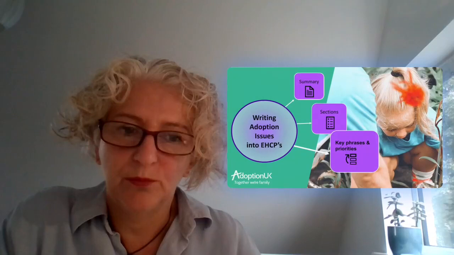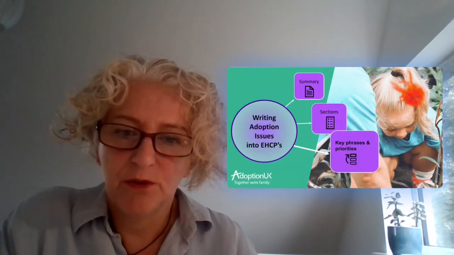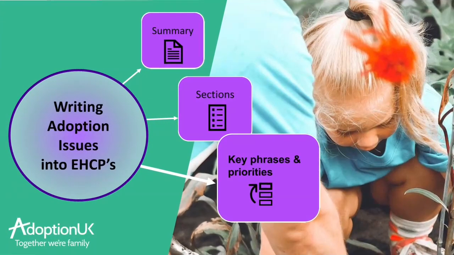Okay, let's see where we start. So we're going to be looking at what to put in this EHCP. We'll start off with a summary and look at those sections. There's quite a lot of words in this webinar, because I want you to be able to pause. I want you to be able to work out what suits your child, because our children are so very different. But hopefully I can give you some tips that you'll be able to really think about the wording and what's going to be suitable for your child.